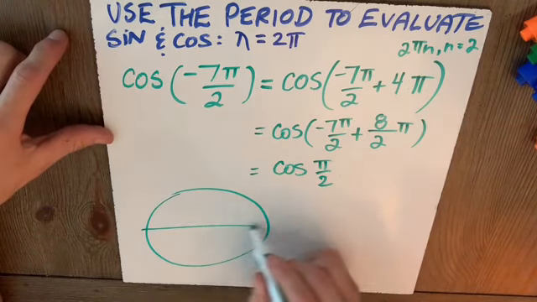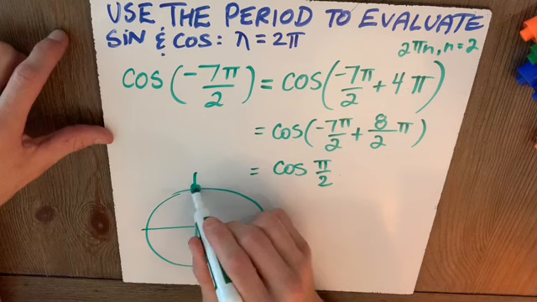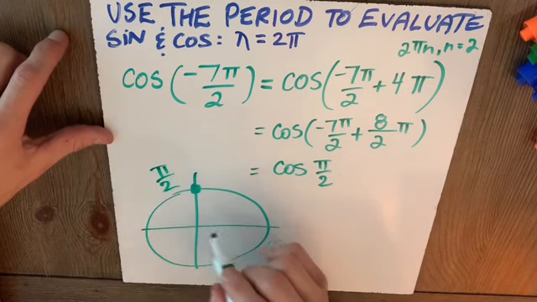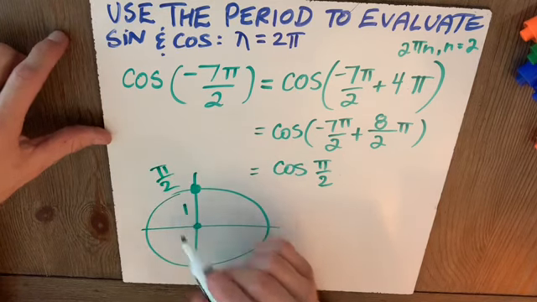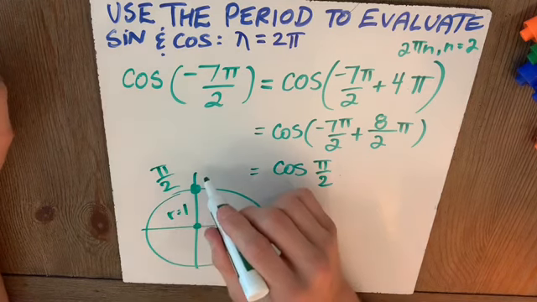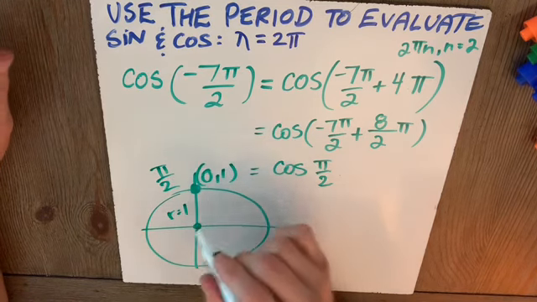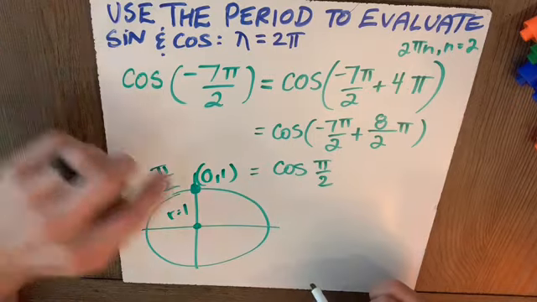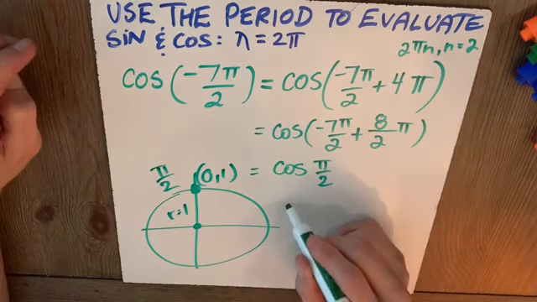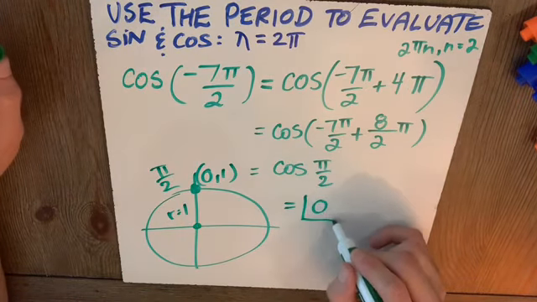Pi over 2 is up here. If my angle is pi over 2 and I'm on a unit circle, the radius is 1. So I'm at 0, 1 for my x y point. Back and forth, 0, up 1. The cosine is the x. So that's going to give us 0.